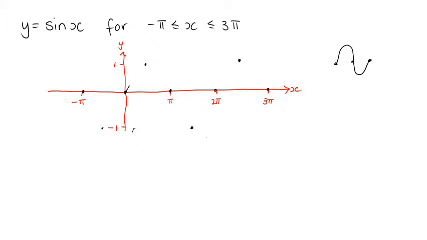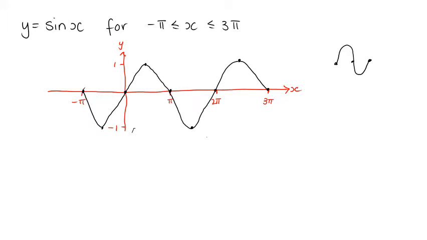Right, so it comes up, goes down to pi, down to -1, 2 pi, and comes back down the other way as well.